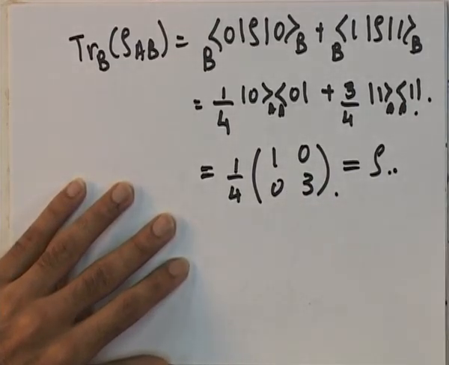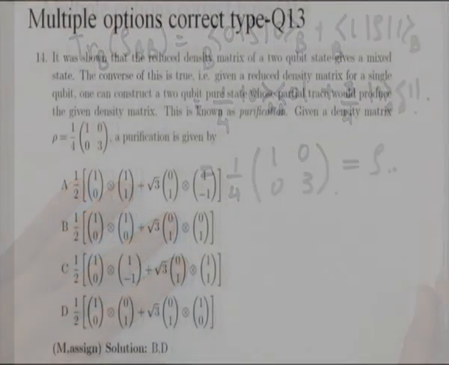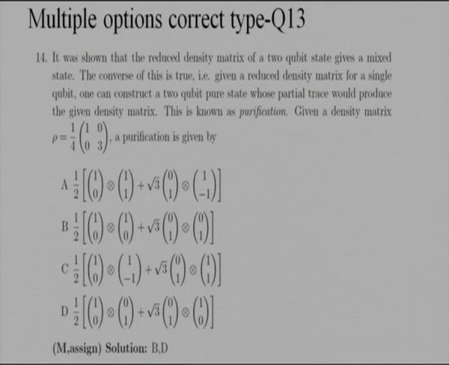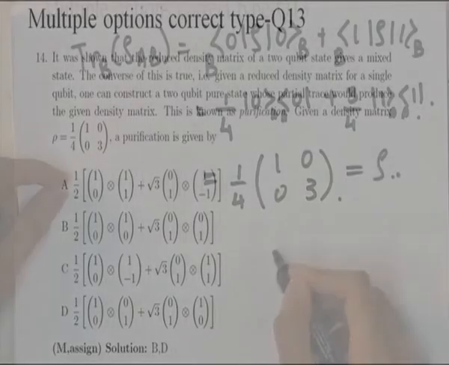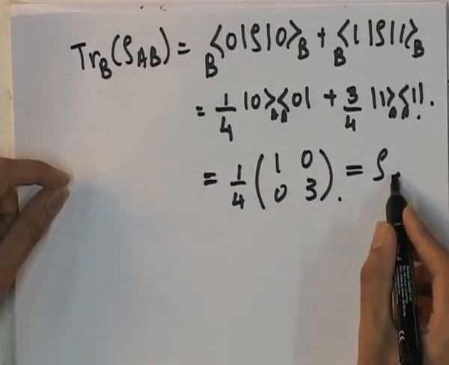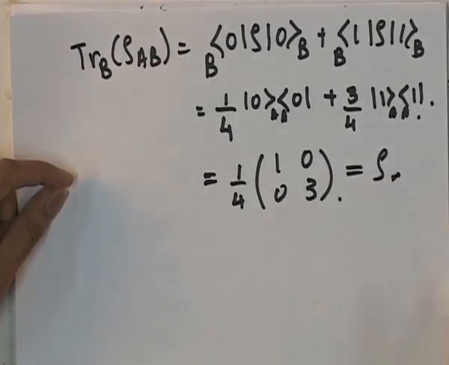Now similarly, if you try out this procedure for options A, C and D, it turns out that only options B and D give rho on reduction. So options B and D are correct.